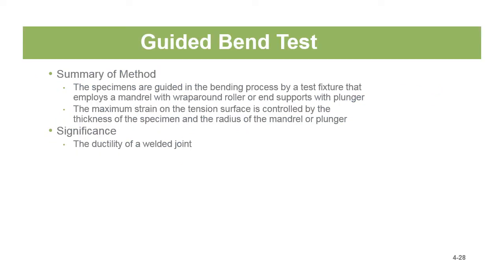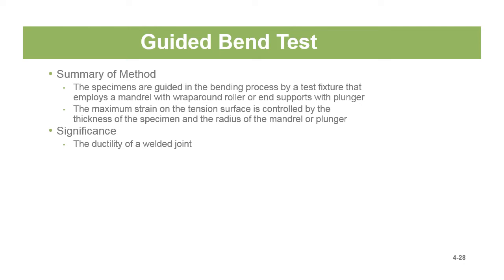Guided bend test. Summary of method. The specimens are guided in the bending process by a test fixture that employs a mandrel with wraparound roller or end supports with a plunger. The maximum strain on the tension surface is controlled by the thickness of the specimen and the radius of the mandrel or plunger. The significance: the ductility of the welded joint. Basically, this is going to tell you if the weld joint is brittle or ductile.